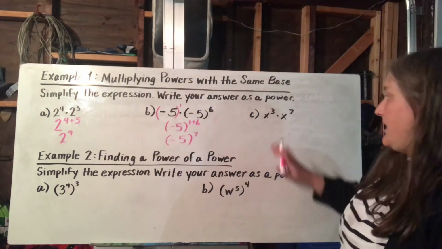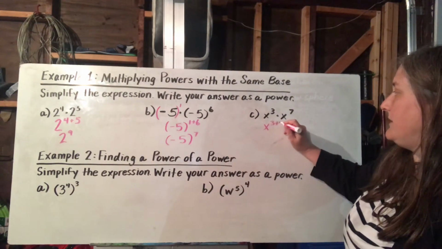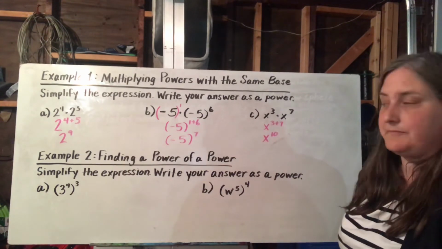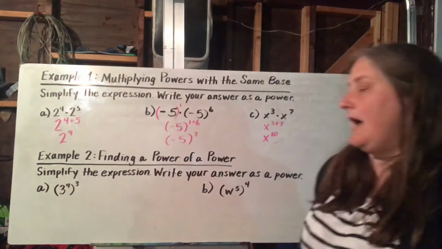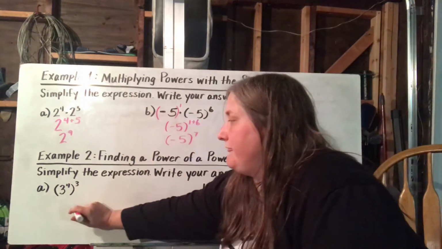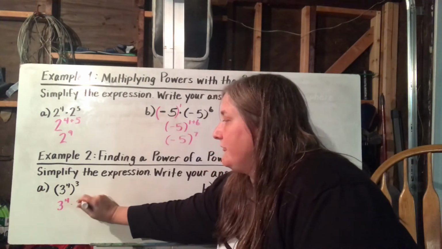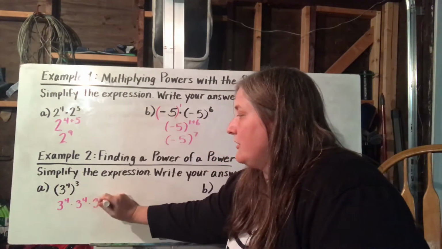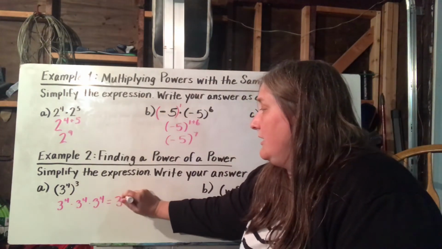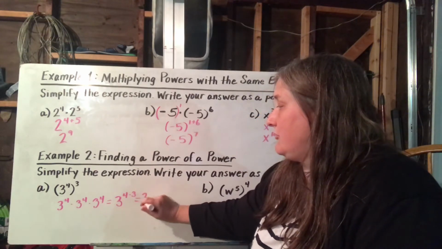Here I just have a variable x, but if I'm multiplying 3 of them and 7 of them, I can simplify this as x to the 10th power. In this case, I'm doing a power of a power, so I'm doing 3 to the fourth 3 times. So 3 to the fourth times 3 to the fourth times 3 to the fourth. So my shortcut would be to do 3 to the 4 times 3 power, or 3 to the 12th.